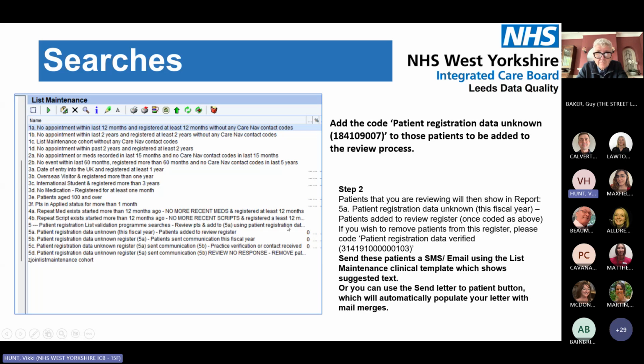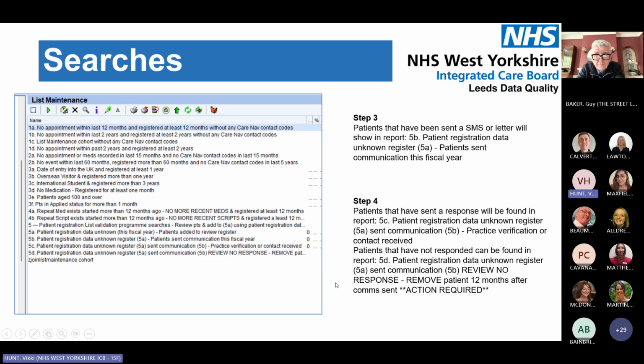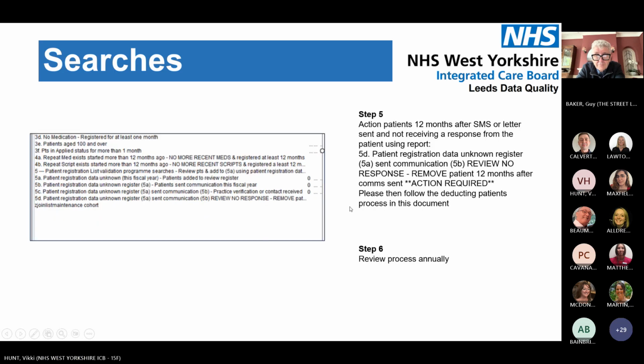So we've put some searches together to make it a little bit easier for practices to try and find those patients. We've got a couple of codes for practices to use if the registration data is unknown, but we've also put it in the template for practices to use as well. And we've got a code for patient registration data verified that we've put on so that when you do run these searches, those patients will have dropped off. If you look at number 5, we can look at what work to do there will be for the financial year.